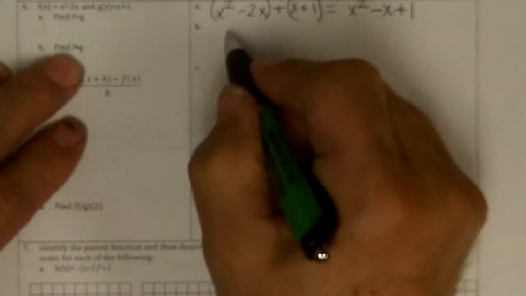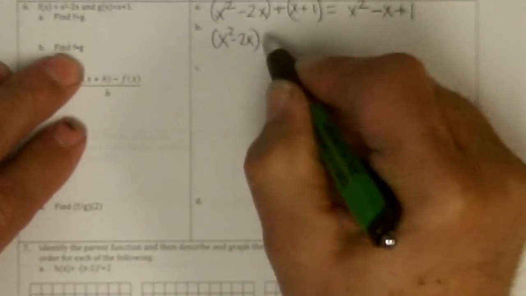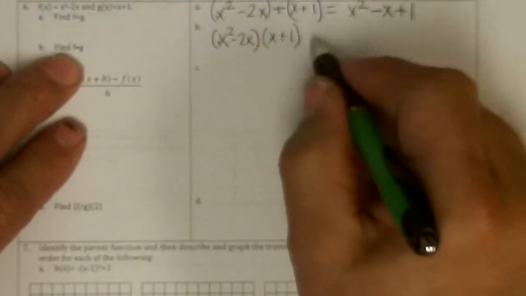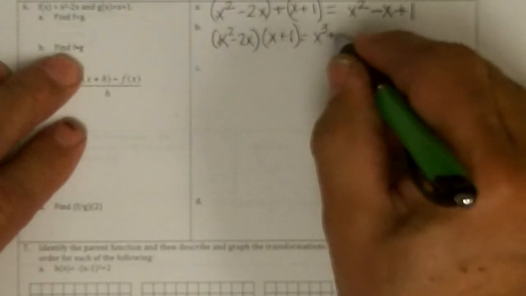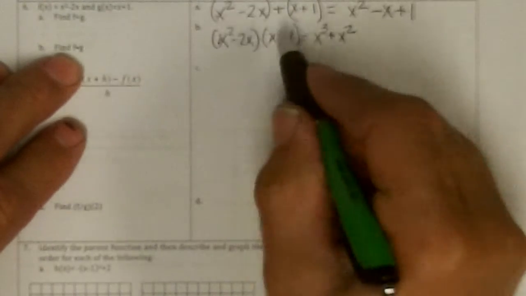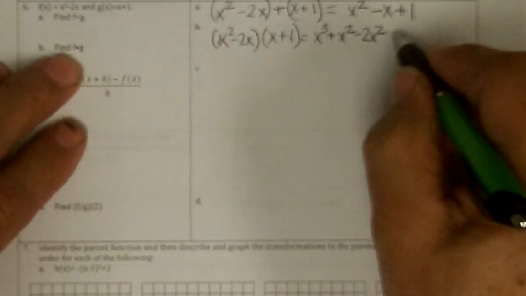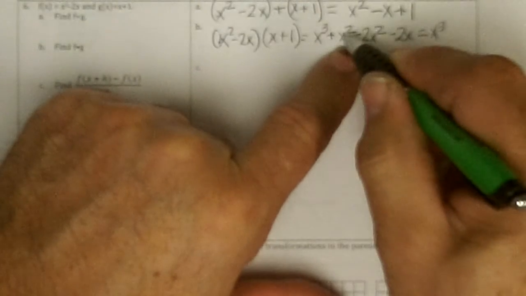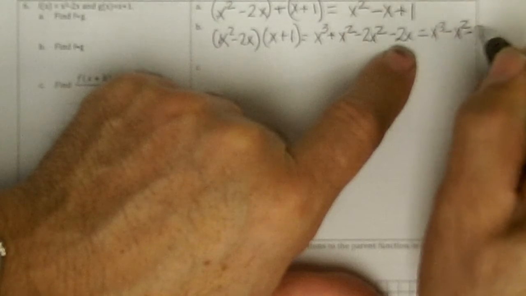F times g, so I'm going to take x squared minus 2x times x plus 1. So I get x to the third plus x squared minus 2x squared minus 2x. So cleaning that up, that's x to the third. X squared minus 2x squared is minus x squared, minus 2x.